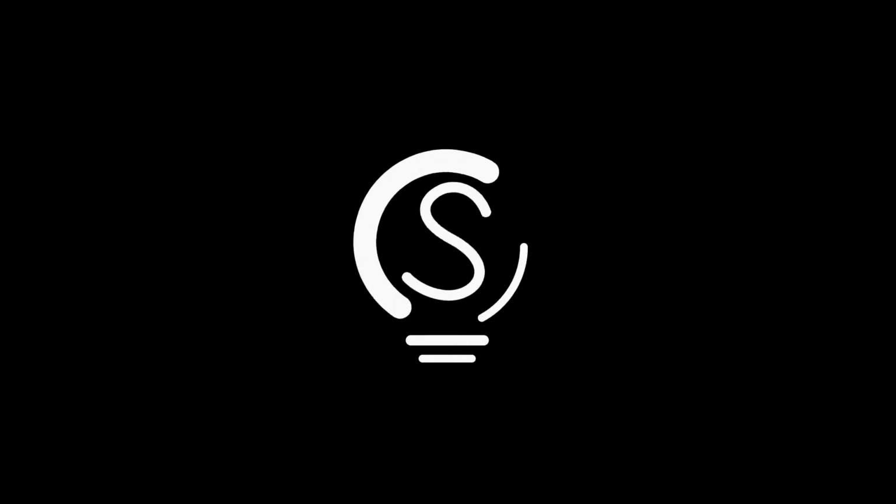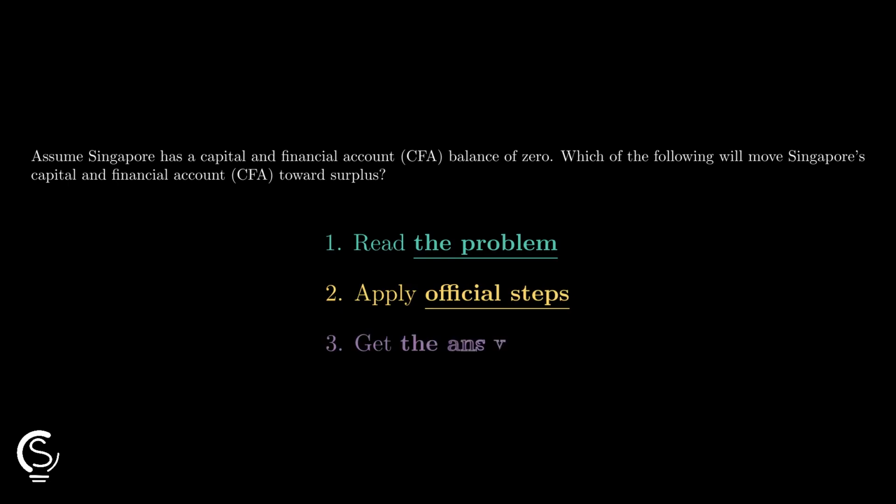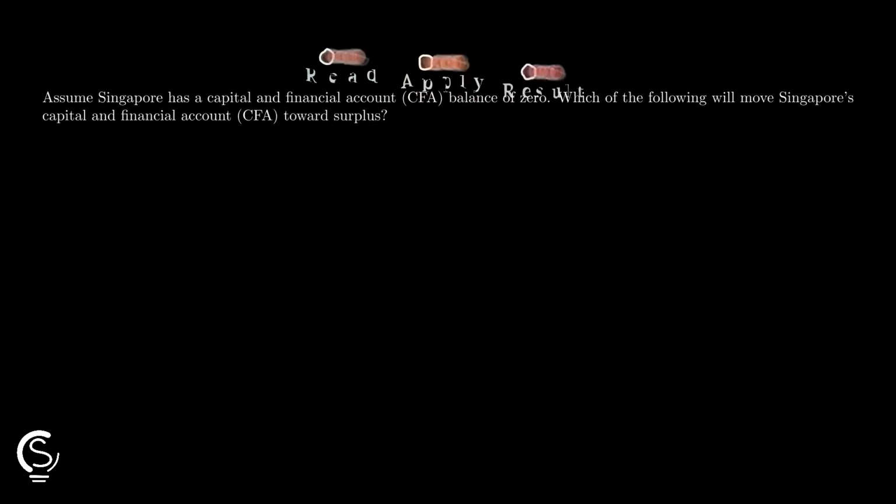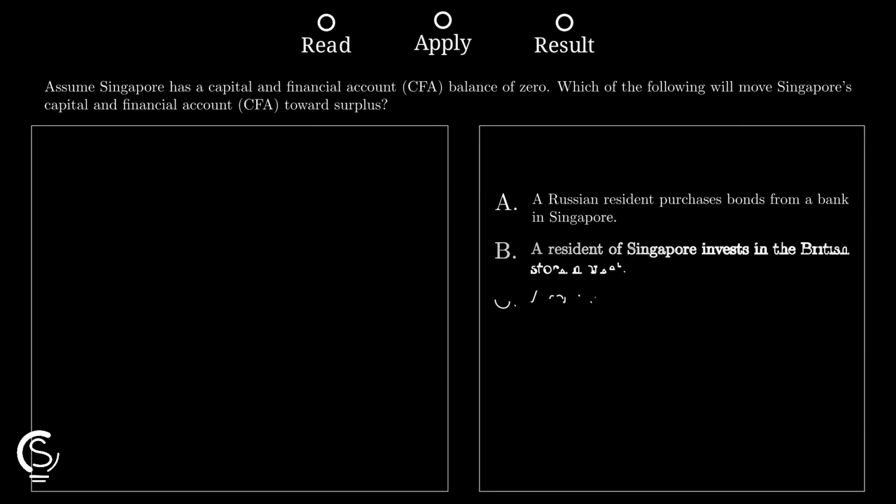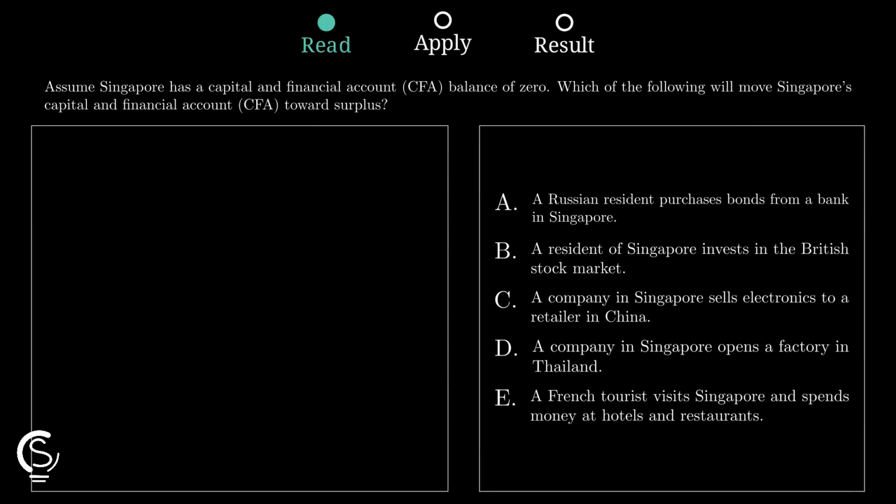Let's level up. Singapore's balance of payments can be tricky, but we will solve this fast. We need to find which specific transaction creates a surplus in the financial account. The capital and financial account tracks the flow of money for investments and assets. To move toward a surplus, we need more money flowing into Singapore than flowing out today.